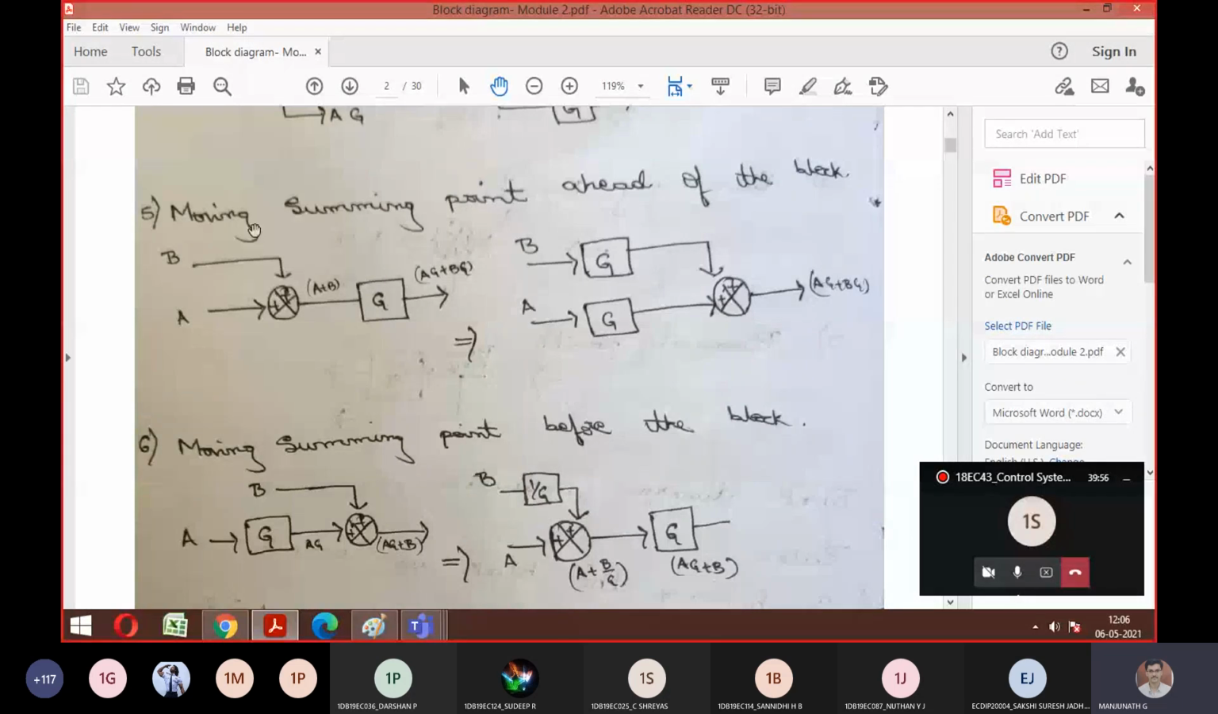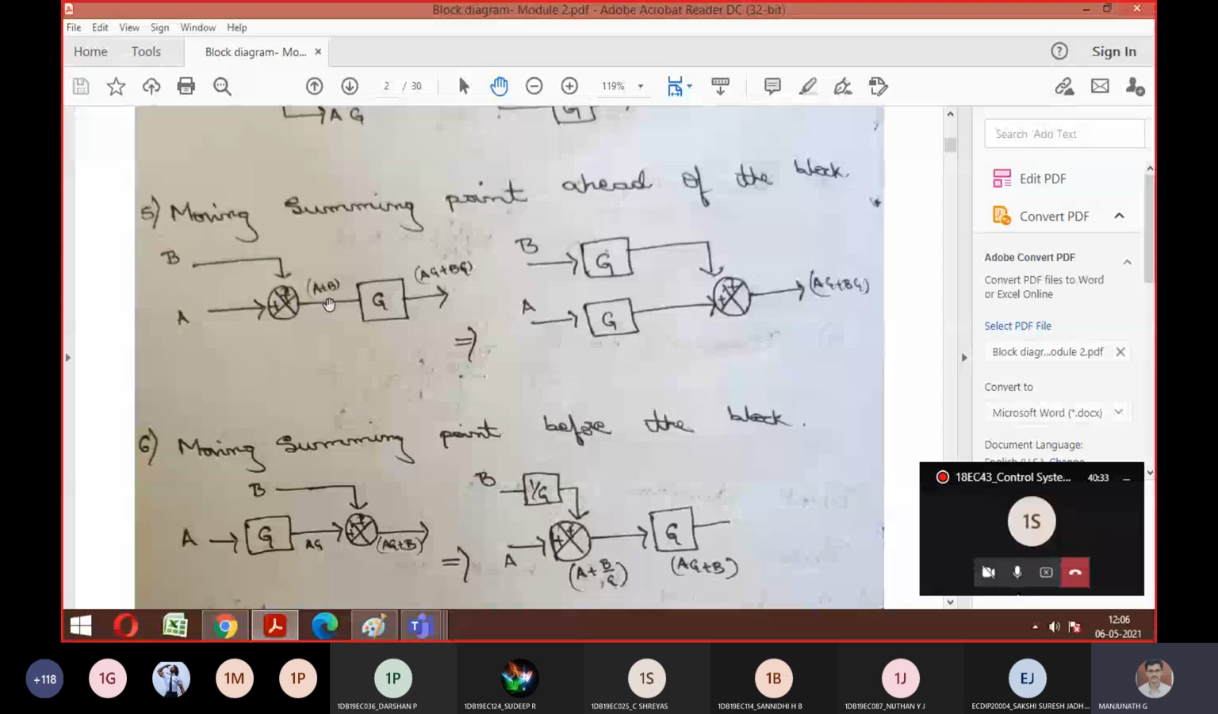So moving the summing point ahead of a block. Ahead means further, means it will go front side. So when to move, all this you will come to know when you solve the problem. Just keep an idea first. So now the logic is this is my two signal. A is one signal, B is one signal. So it is given to summing point. Both are having plus plus, so I can give it as A plus B. Assume that this B was minus, then you should have given A minus B. That's it. So I told summing point is a device which is used to add or subtract two or more signals.